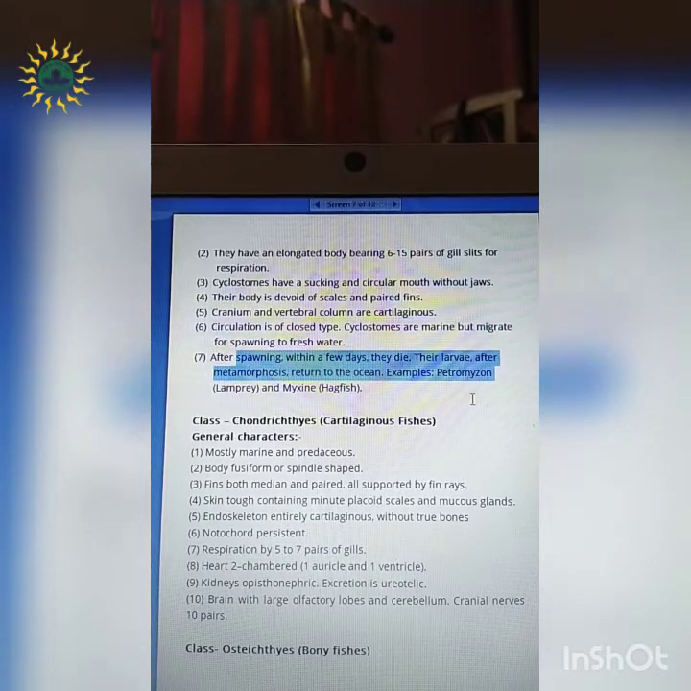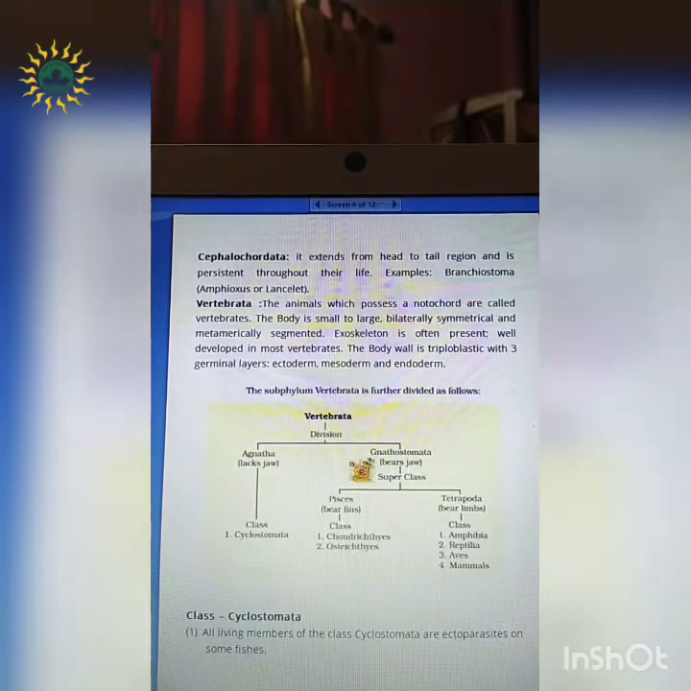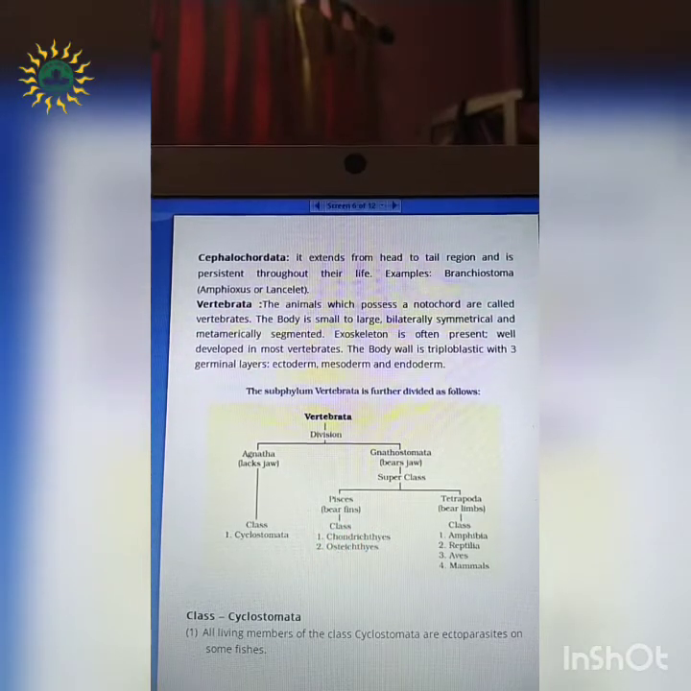For example, Petromyzon and Myxine, so hagfish and lamprey. These are the examples of cyclostomes. Next, we'll come to Gnathostomata, which has the first class, that is Pisces. And Pisces has two classes, that is Chondrichthyes and Osteichthyes.